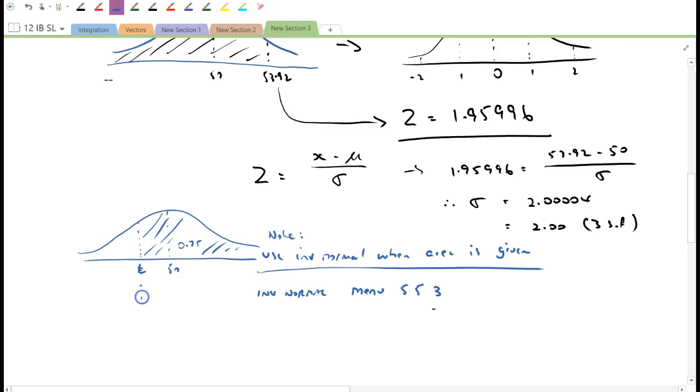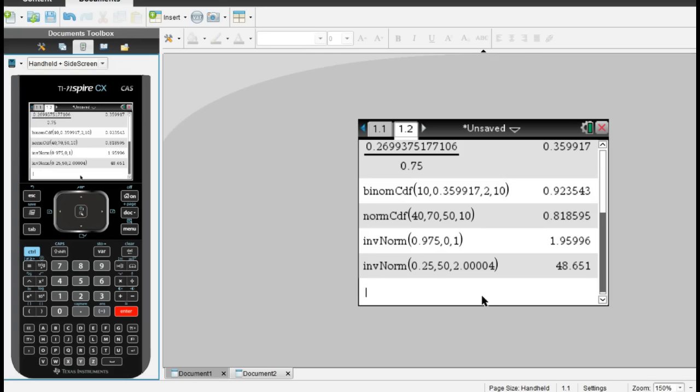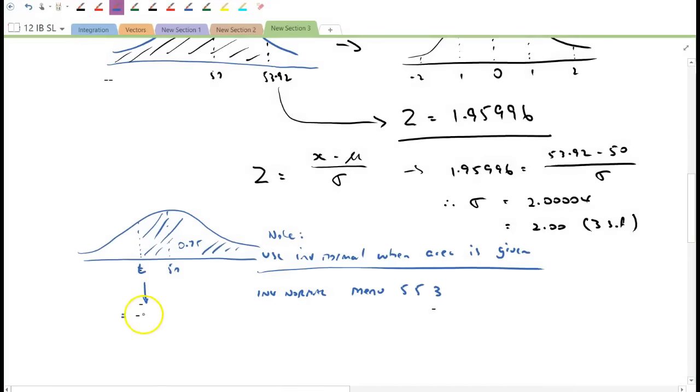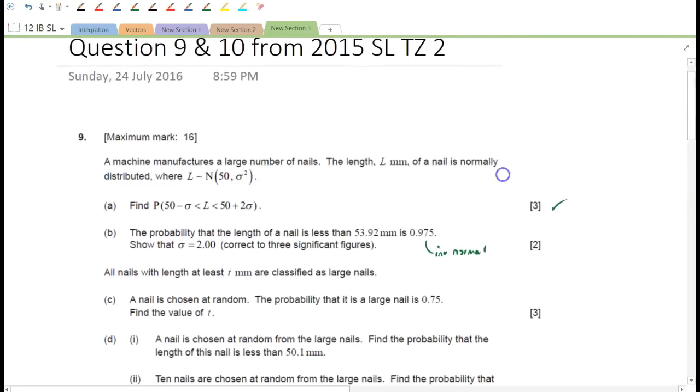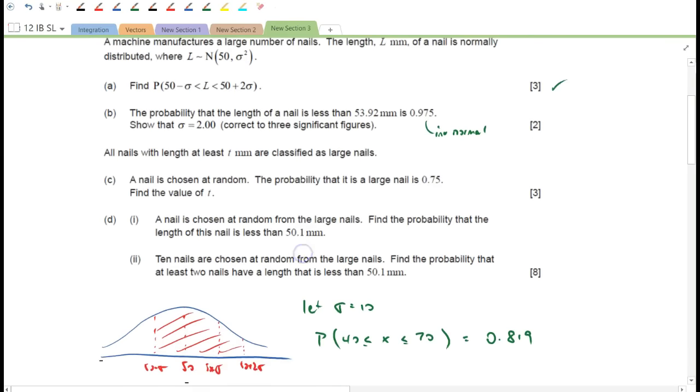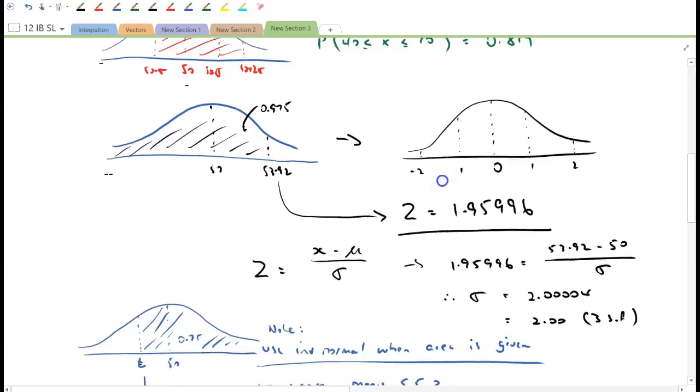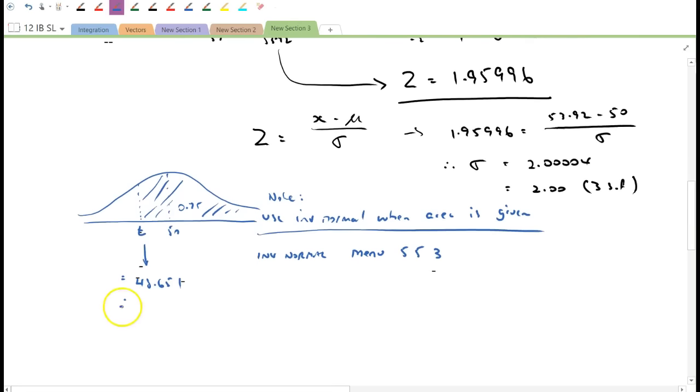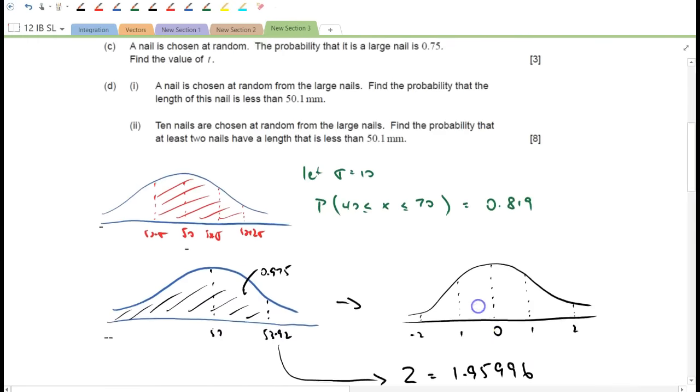So t is therefore equal to 48.651. We are asked for the value of t. Find the value of t. So we're going to say that is 48.7. Therefore, t is equal to 48.7, in this case, millimeters. Okay, so we found out what t is.